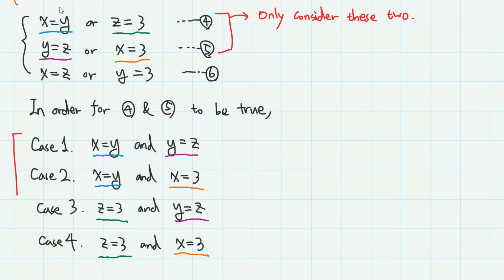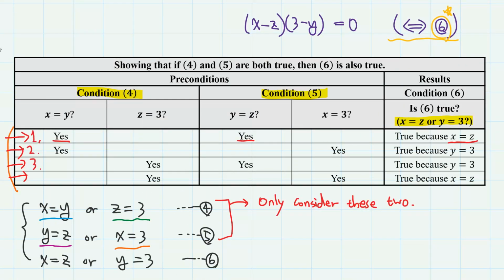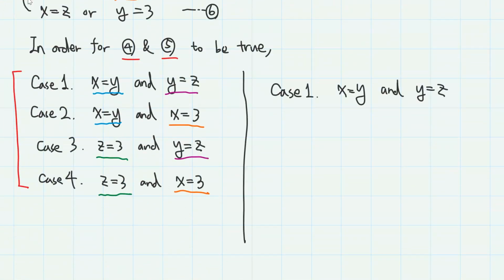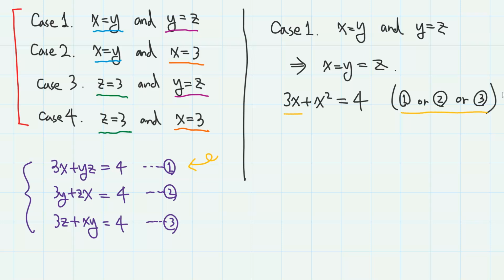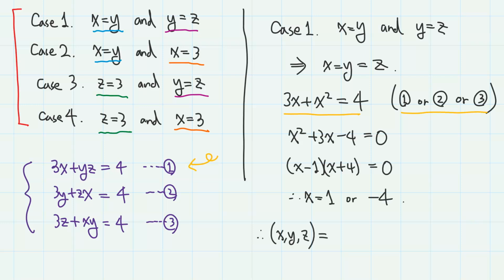More specifically, there are a total of 4 cases where both conditions 4 and 5 are satisfied simultaneously, which can also be seen from this table. So for case 1, where x equals y and y equals z, then we have x equals y equals z. Then if we pick one of these equations, we have 3x plus x squared equals 4. Actually, all three equations become 3x plus x squared equals 4, so we have x squared plus 3x minus 4 equals 0, (x minus 1)(x plus 4) equals 0, therefore x equals 1 or minus 4. So in this case, we have x, y, z as 1, 1, 1, and minus 4, minus 4, minus 4.